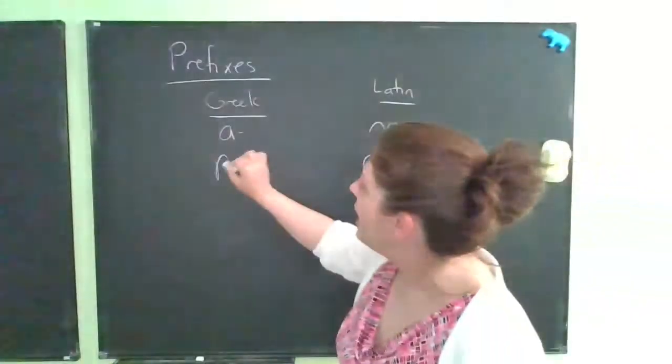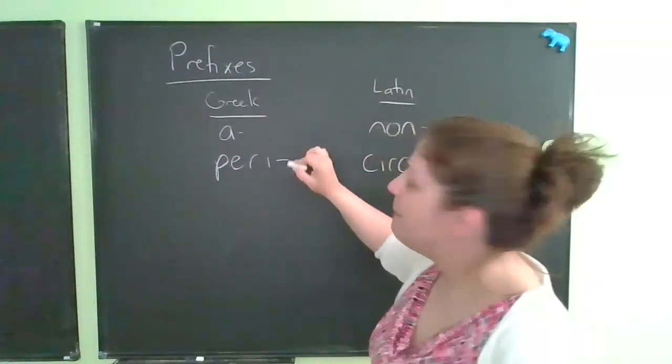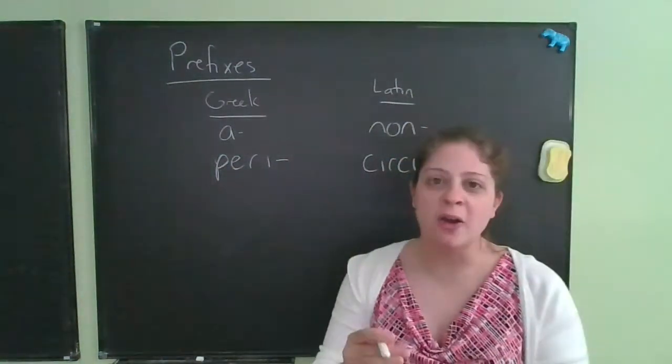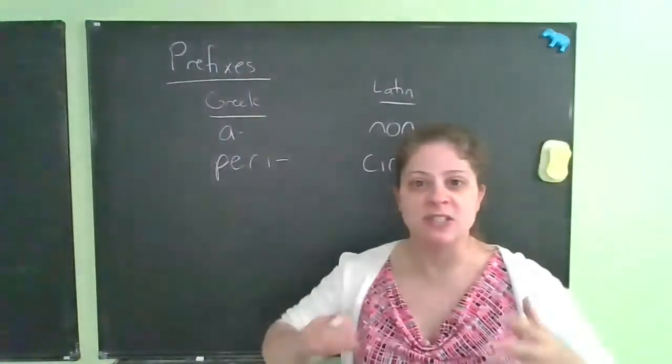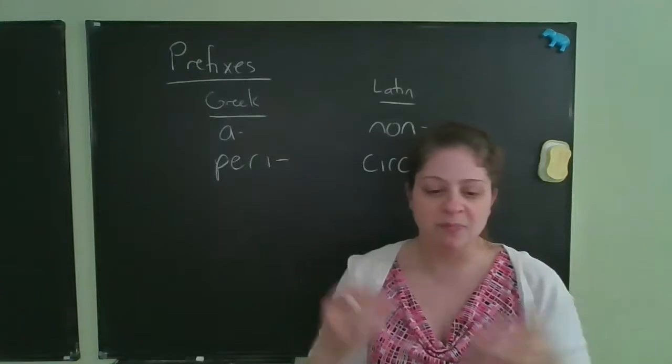In Greek, though, we have peri, which means the same thing. It means around, but it's used with Greek roots to make words. So the word perimeter, for instance, is the measure around something.